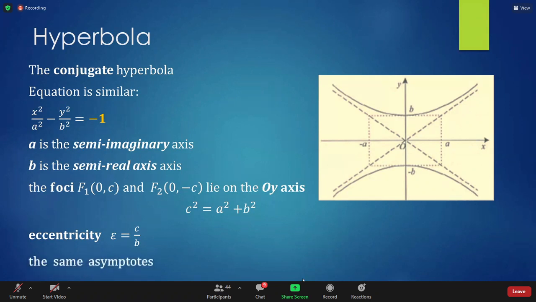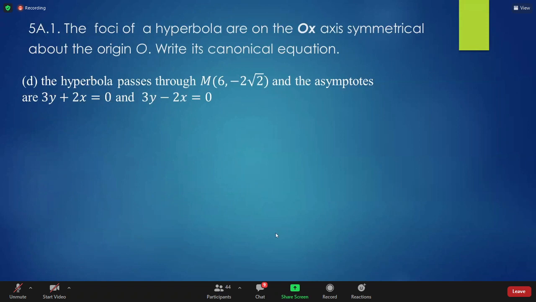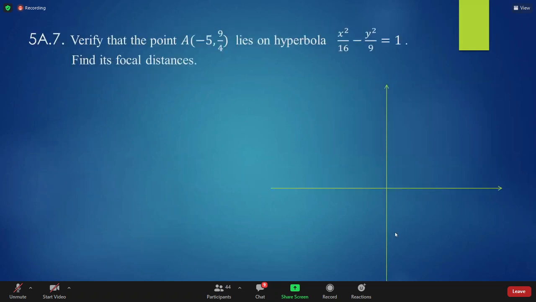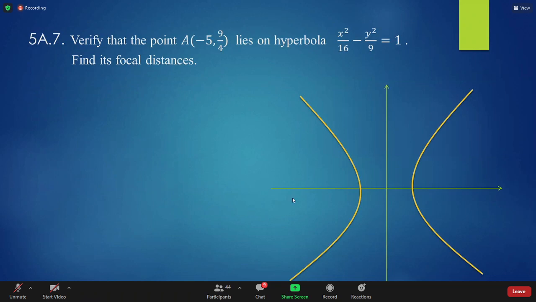Now the same asymptotes and the same focal distance. So we had quite a few exercises for the hyperbola. This is, I do believe, where we stopped. It's very possible that this is where we stopped actually. So at this point, we considered the parabola.